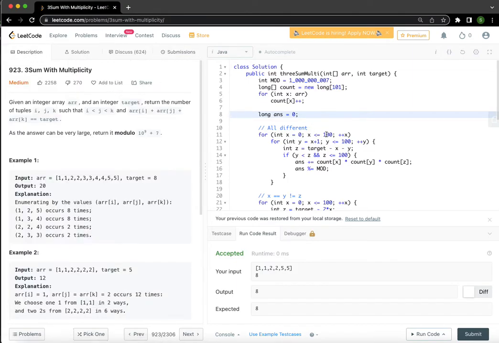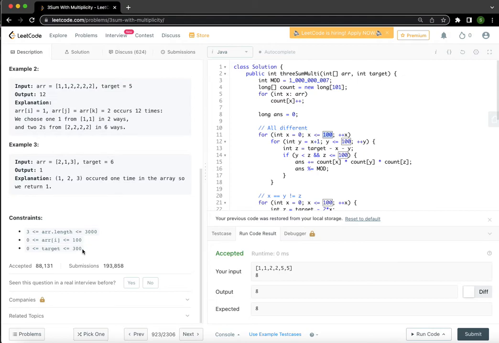Now, from where are all these constants coming into this program? Usually I would be wary of using any constants, because then the solution that you are building is not generalizable. It won't solve problems beyond the constraints that you might have at any given point in time. So there are some constraints mentioned in the question. Length is not going to go beyond 3000. The element value in the array is not going to go above 100. Target is not going to go above 300.